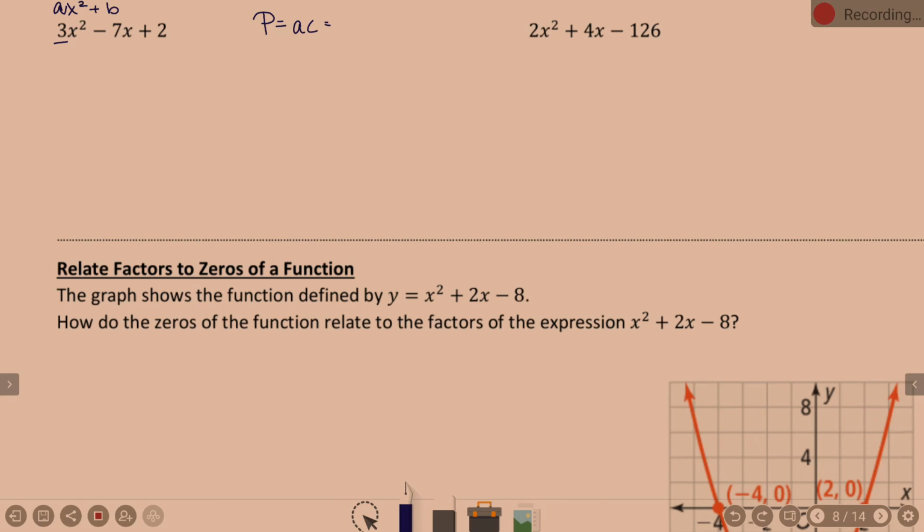When I asked A and C, think of the form ax squared plus bx plus c. A and C are 3 and 2. 3 times 2 is 6. We need a sum of the B value. What's B? -7.